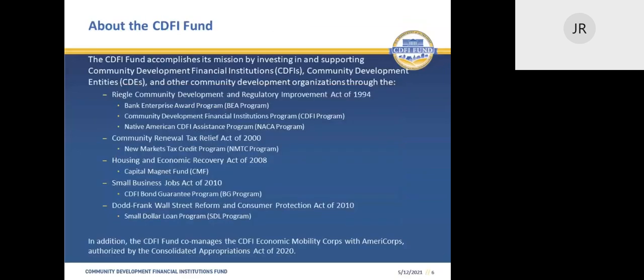And I'm sure many of you are aware of these programs: the Bank Enterprise Award Program, the CDFI program, the NACA program, the New Markets Tax Credit Program, the Capital Magnet Fund, the Bond Guarantee Program, and then our newest program, the Small Dollar Loan Program, which we are going to discuss further in this presentation. In addition, the CDFI Fund co-manages the CDFI Economic Mobility Corps with AmeriCorps, which is authorized by the Consolidated Appropriations Act of 2020.